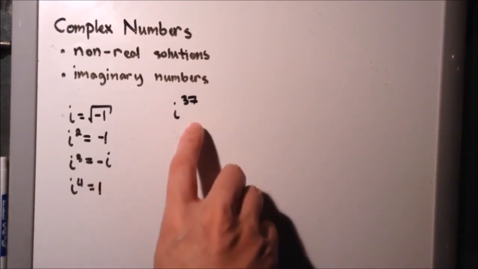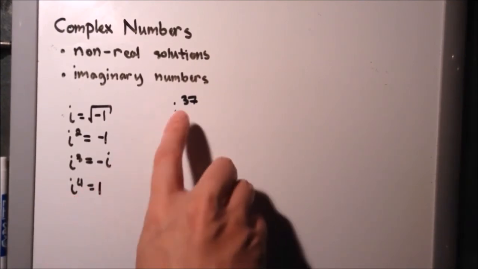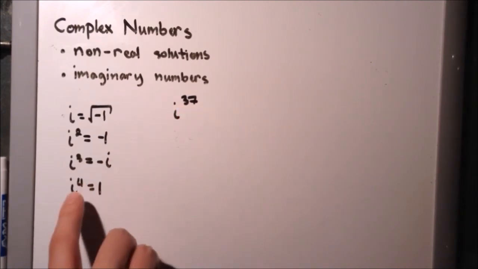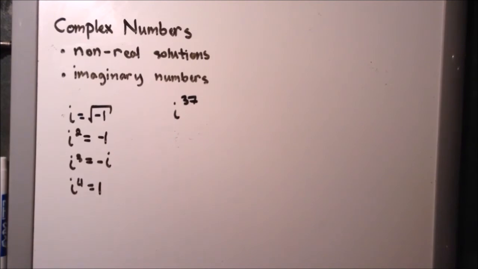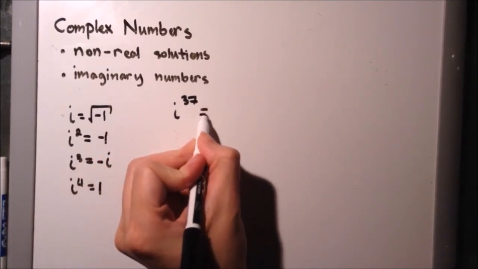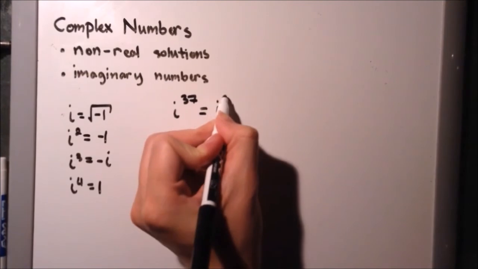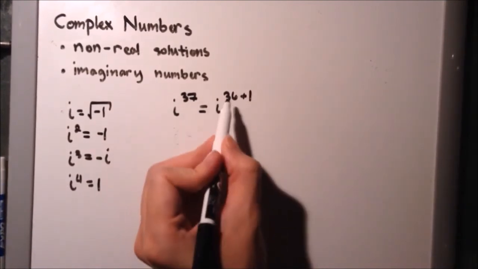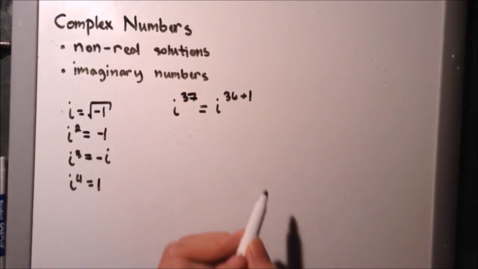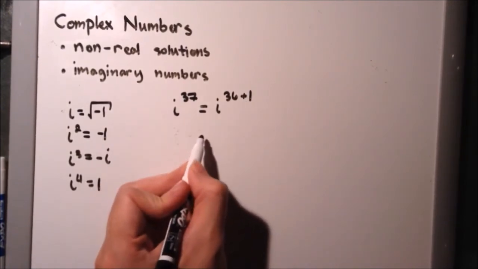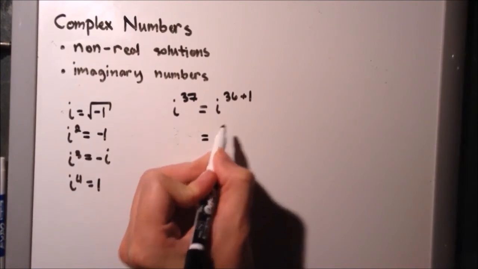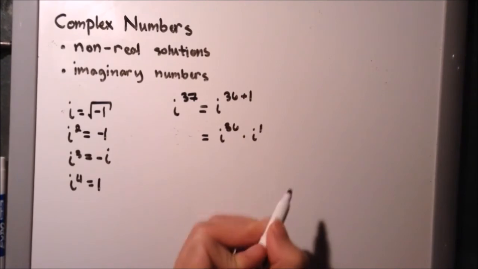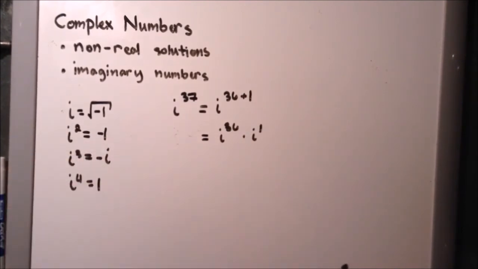Well, let's check. 37 is not divisible by 4, but could we split this into two numbers where one is divisible by 4? Why, yes, we can. If we split it as 36 plus 1, this 36 can be divisible by 4. And since we're adding exponents, you can rewrite it as i to the 36 times i to the 1 power, which is simply just i.